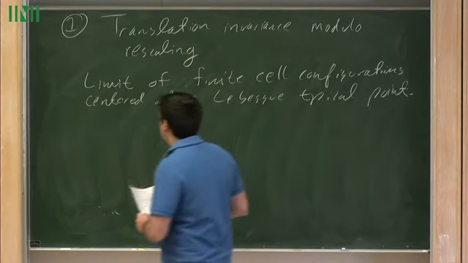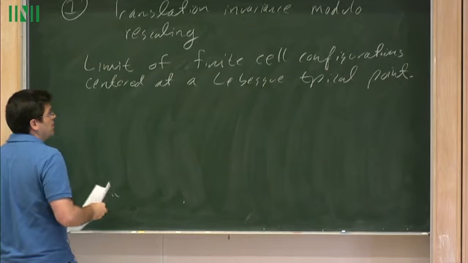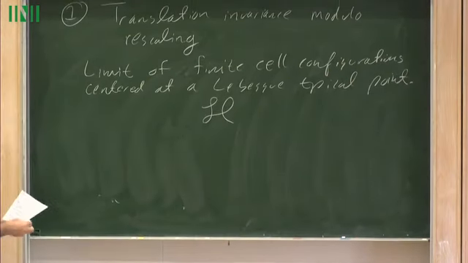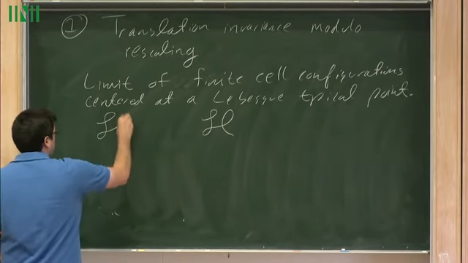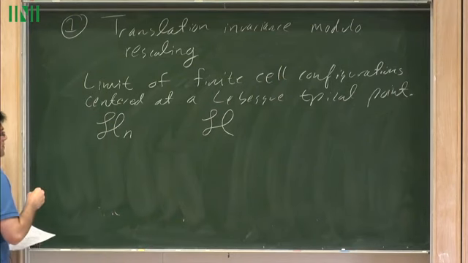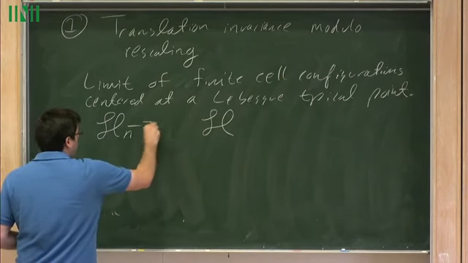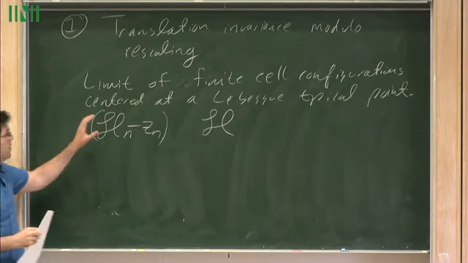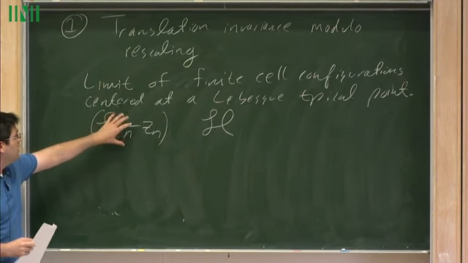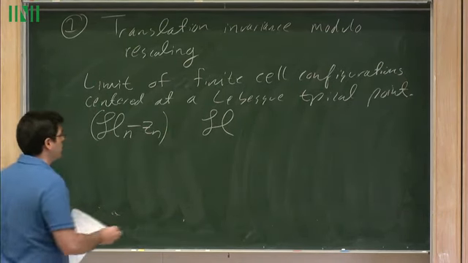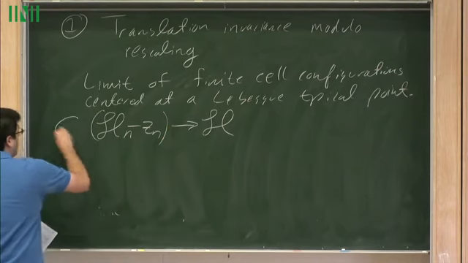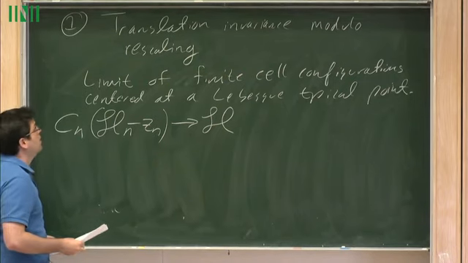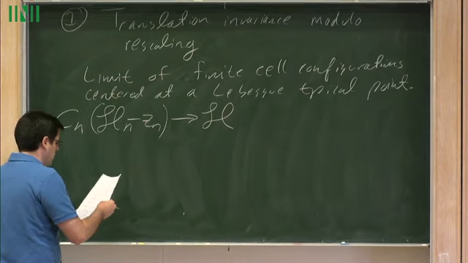Okay, so what this means is that if you have a cell configuration H, and a sequence of finite cell configurations, Hn, and you center them at a Lebesgue typical point, then up to a rescaling, these are converging to your limiting one. So you want this to converge up to this choice of scaling factor. Okay, so this is translation invariance modulo rescaling.